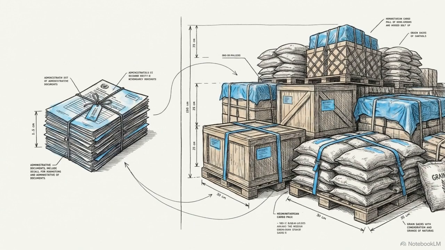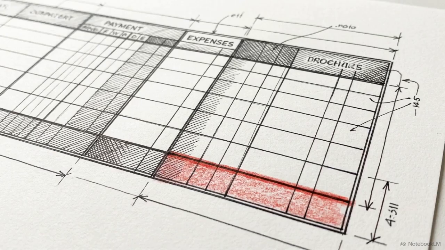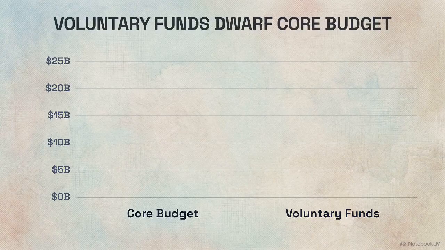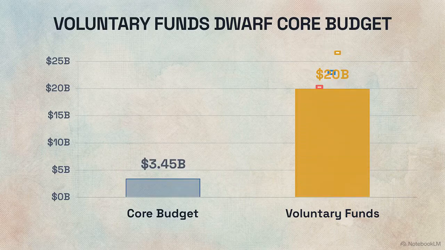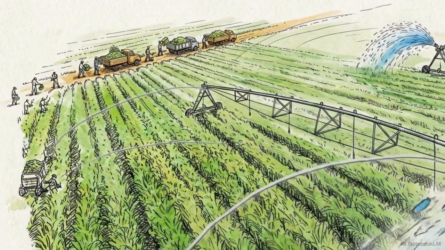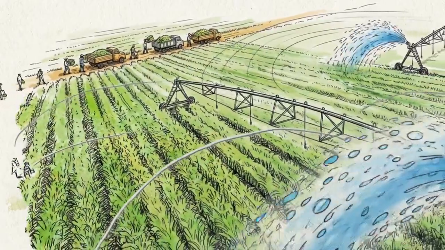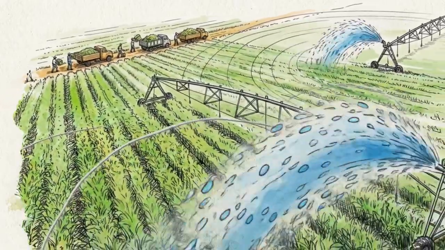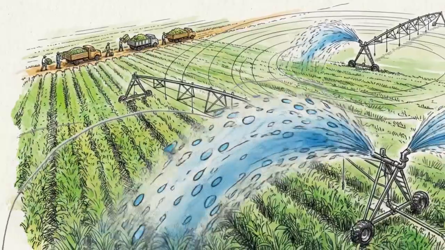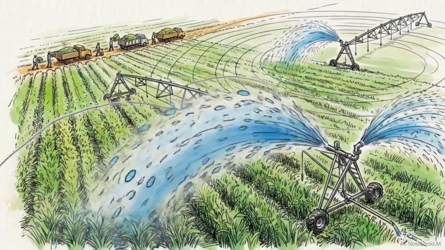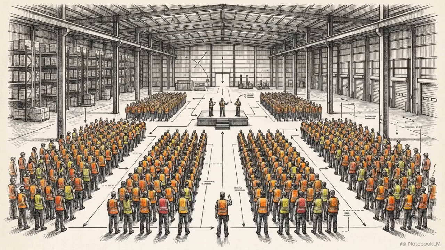The funding for this ecosystem is distinct from the core UN budget. The core budget covers basic administrative operations and is capped at $3.45 billion. The specialized agencies and funds, however, manage between $15 and $20 billion annually, powered almost entirely by voluntary contributions from donor nations. The vast majority of the UN's practical labor and financial resources operate within this decentralized network, independently of the high-stakes politics in New York.